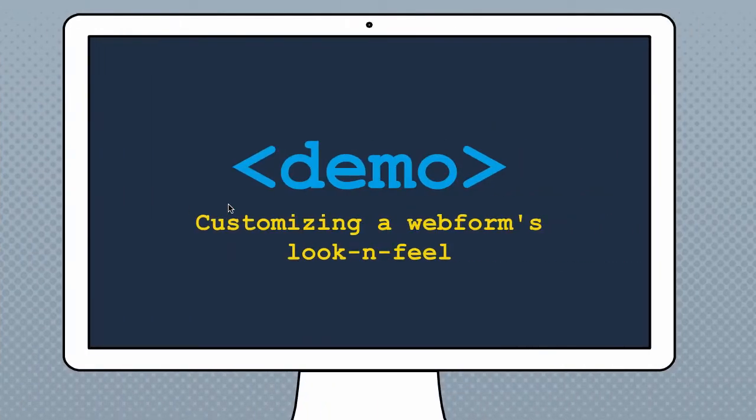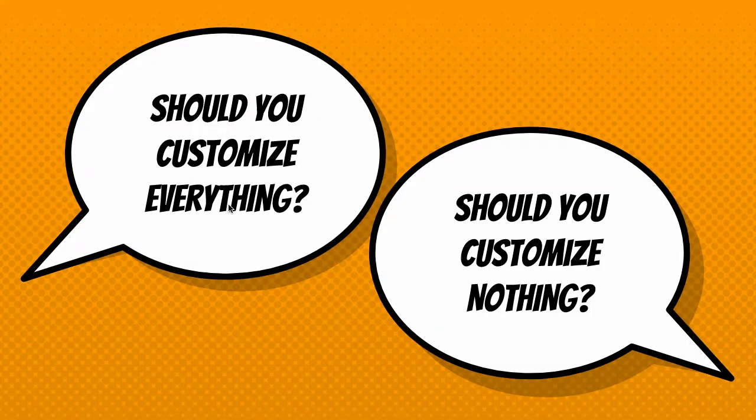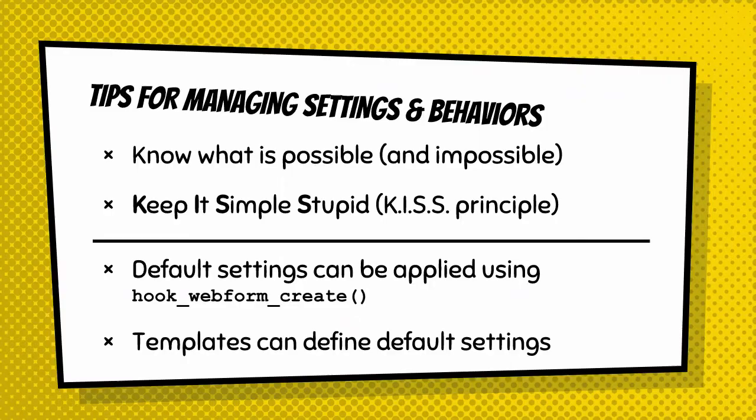I'm gonna keep going. So this is a big question. Should you customize everything? Should you customize nothing? These are just some tips for managing your settings and behaviors. With everything in Drupal, you need to know what's possible and kind of what's impossible, what you just can't get to. I mean, nothing's impossible in Drupal. It's how difficult is the task of writing a custom code to fix it. And even though I do all this complex stuff, I always am reminded to, you know, keep it simple, stupid.